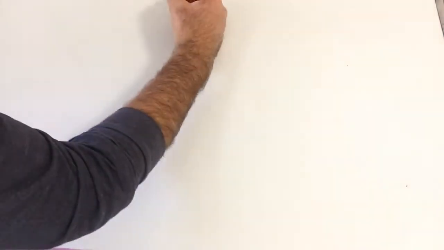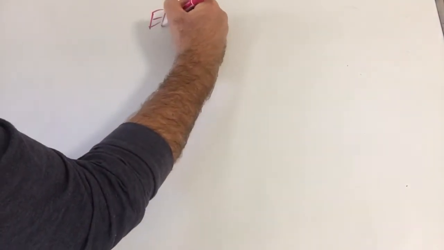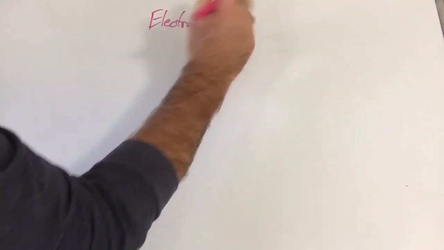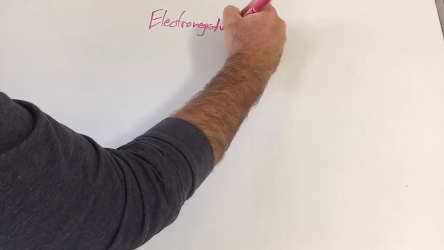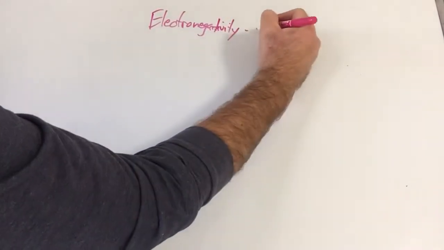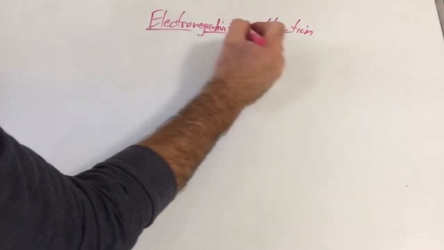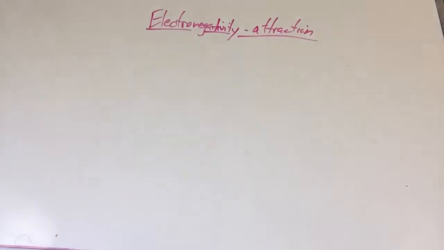So we've already seen a couple videos about electronegativity. We've talked a lot about it. We've kind of used our Marvel Universe metaphor for it. Electronegativity is attraction. And it's specifically attraction of electrons. How much do electrons want to go to this atom?